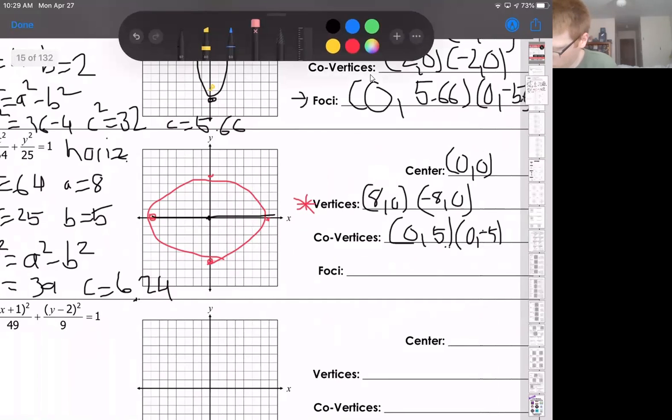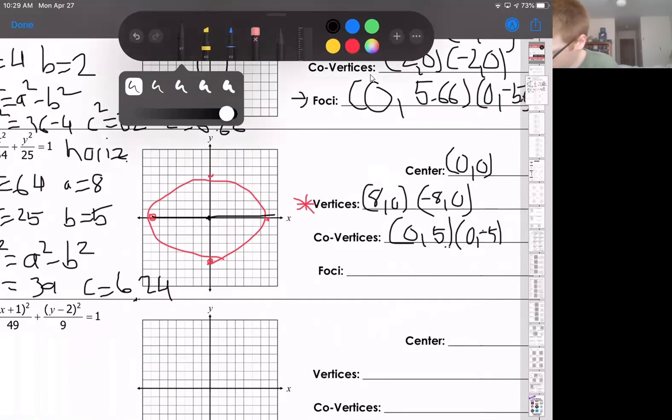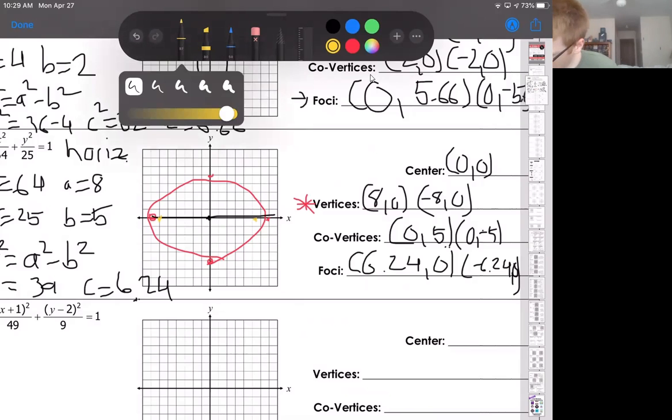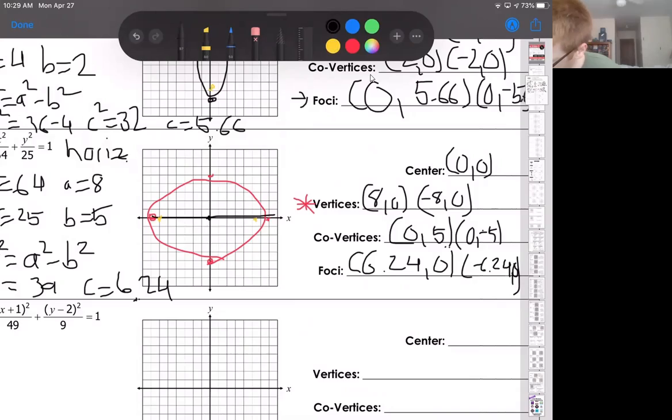Okay, so we're going to add 6.24 to the x value of our center, so it would be 6.24, 0, and negative 6.24, 0. So it would look something like this. Like I said, you see it's on your major axis, just a little bit shorter than your vertex points. All right, let's look at some examples, because in these first two, our center has been 0, 0.